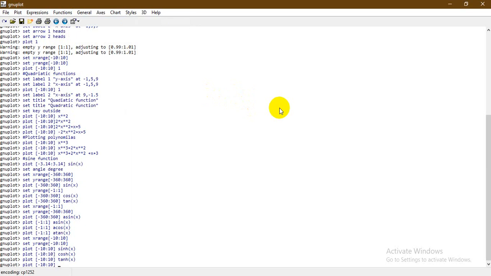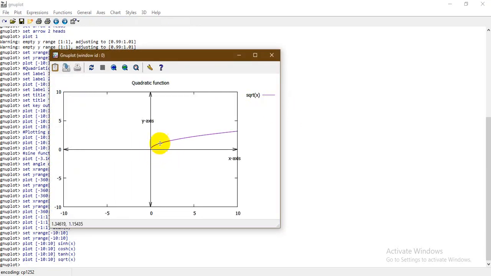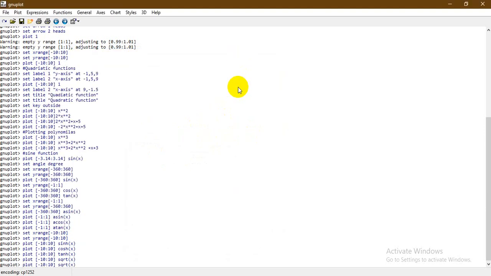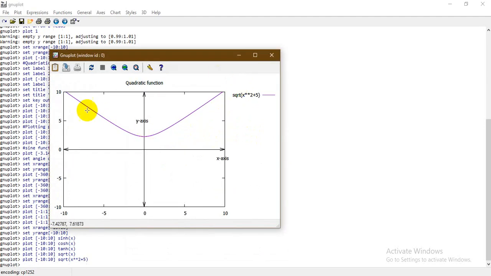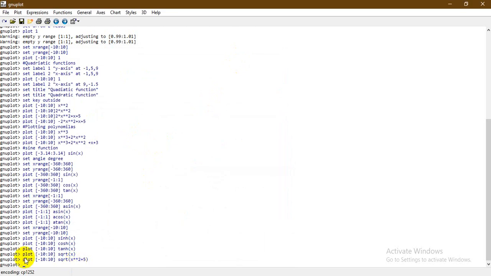So I'm just going to write sqrt in bracket. I place x. So now the function square root of x is going to be shown as such. If I want to write again the square root of x squared plus 5, I write x squared here plus 5. So this is square root of x squared plus 5, which is drawn here. So now let's say I want to plot other complex functions. So this is square root.